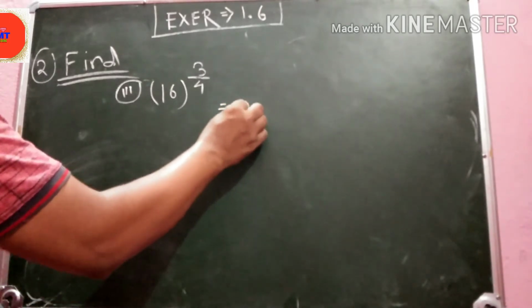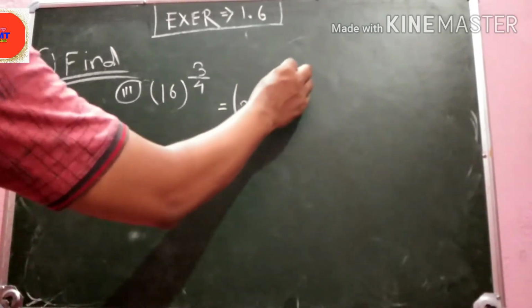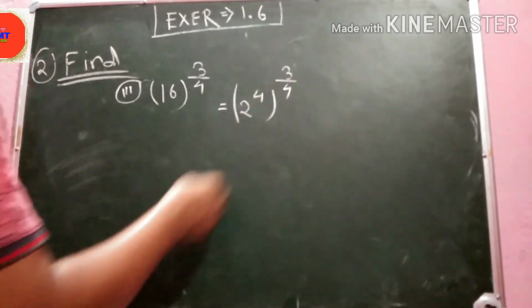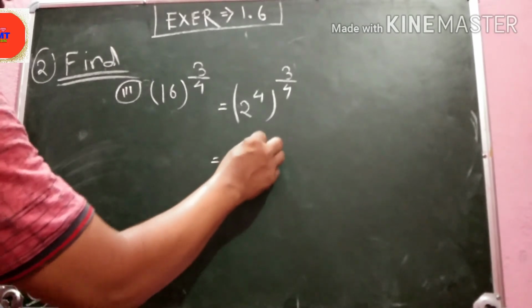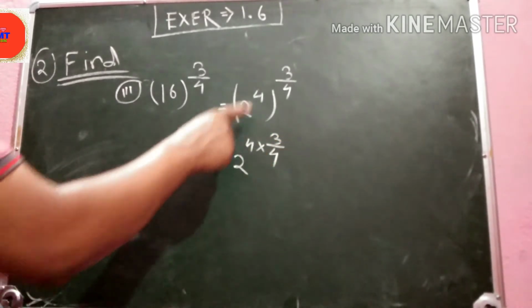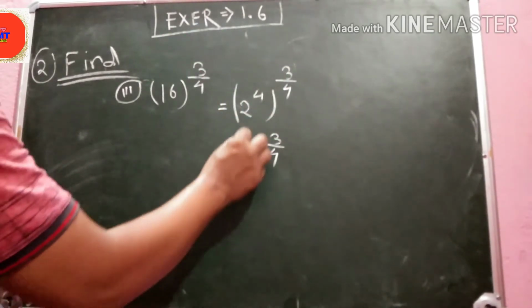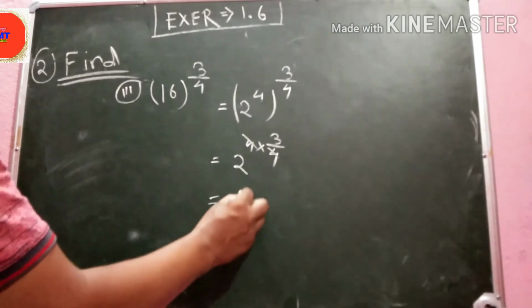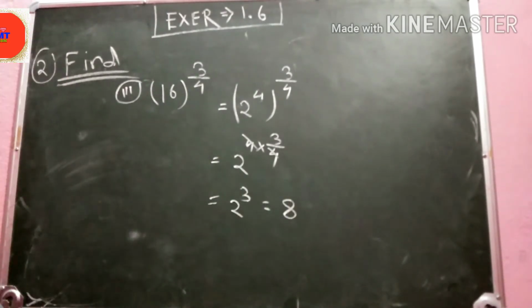Here 16 can be written as 2 to the power 4, whole power 3/4. So we can write 2 to the power 4 into 3/4. Here the answer is 8. 2 to the 3, that is 2 into 2 into 2, equals 8.